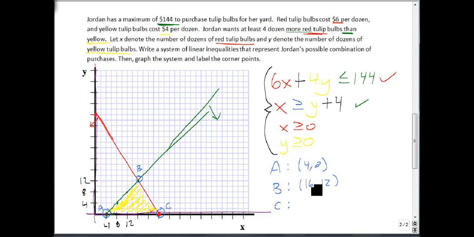And 16 times 6 plus 12 times 4 comes out to exactly 144. So this also is true for this one, and these two. So that's one corner point. Our final one, C, also has a y of 0, but has an x of 24. So we get 24 of the red tulips and none of the yellow. And that will work because 24 times 6 plus 0 times 4 comes out also to 144. So those are our corner points, and we've answered the problem.